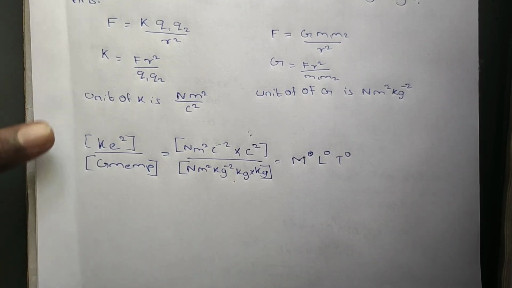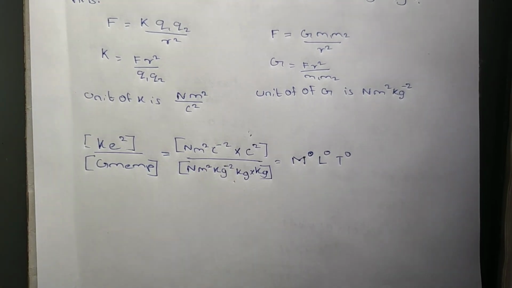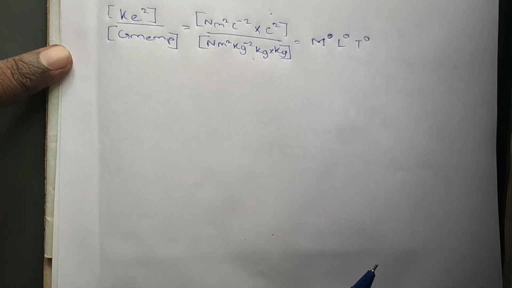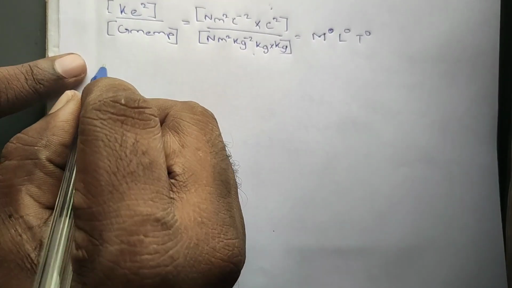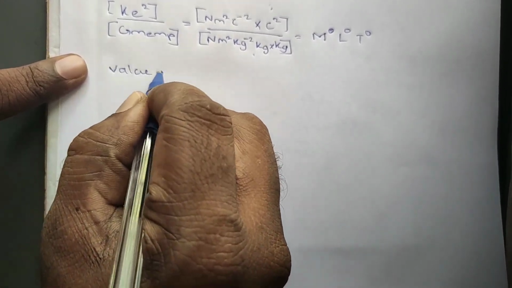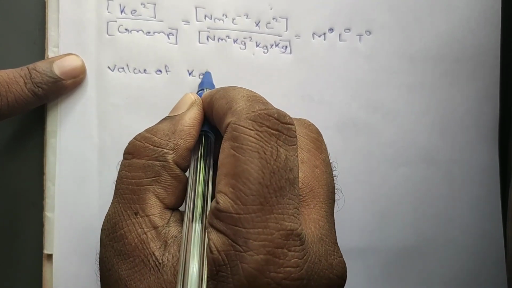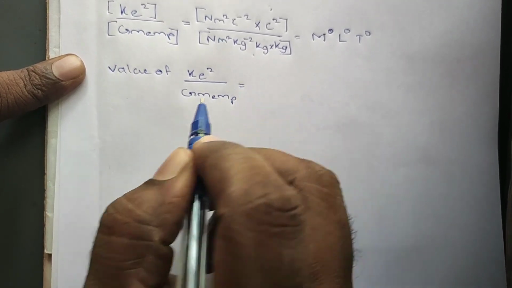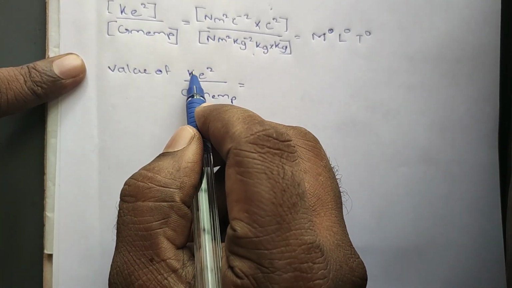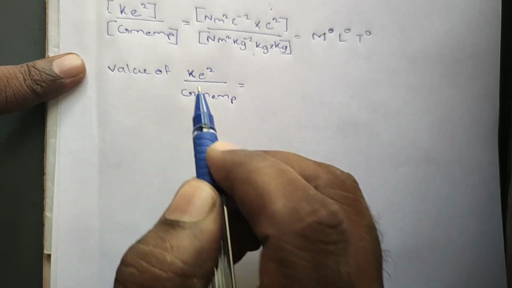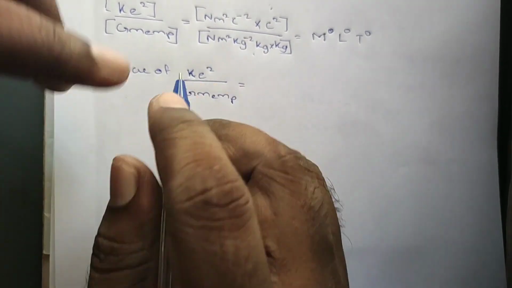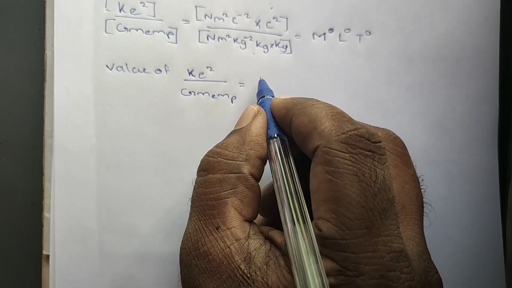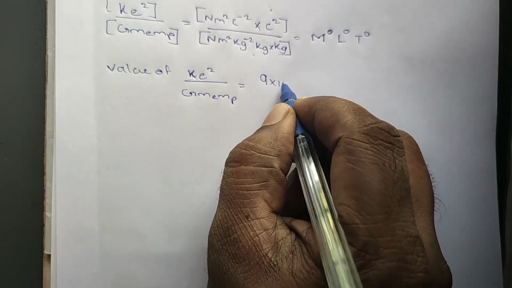Okay. Then what is the second part? Second part, they are asking to find out the value of this. So how will you find out the value of this? So next, value of K E square divided by G ME MP. It is very easy, we can find it. We know the proportionality constant K value. What are the values? All these values we just substitute. Okay. So what is the K value? K value is 9 into 10 power 9.